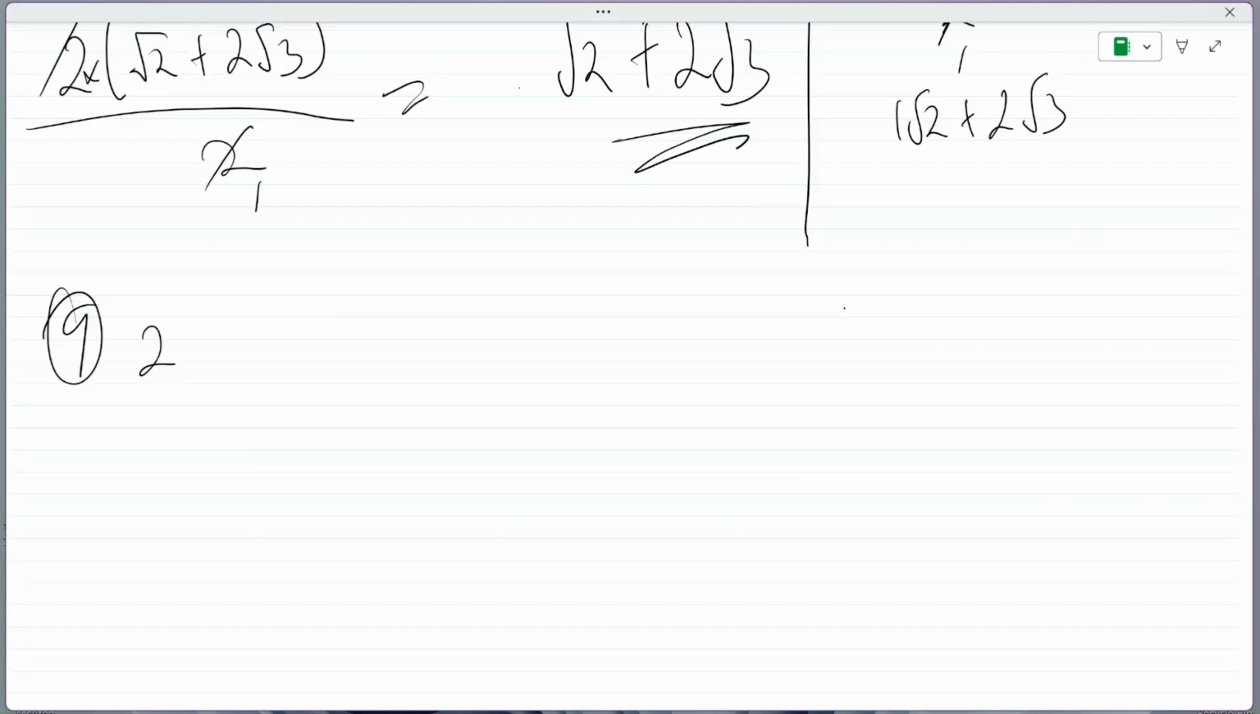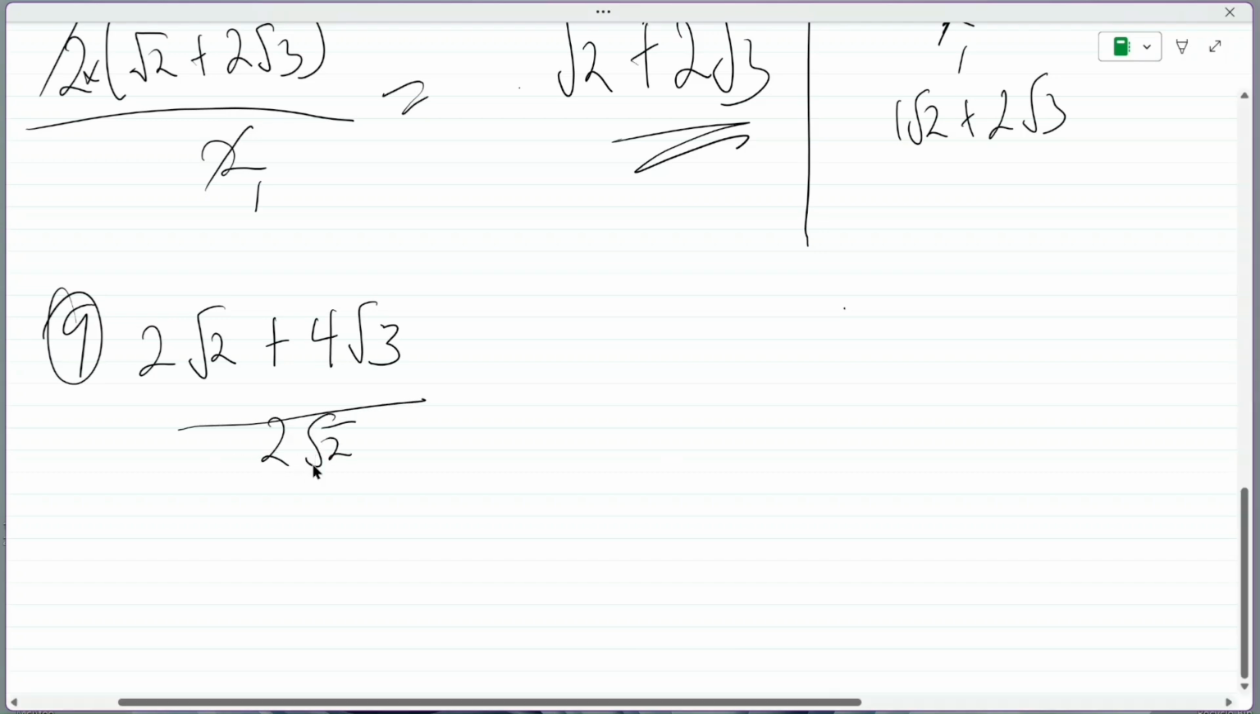Question 9, you have 2 root 2 plus 4 root 3 over 2 root 2. You can't just cancel out, or you can do the shortcut method where the 2 will have to go in both this 2 and this 4. Or you factorize. You have both 2 in 2 and in 4. So you take out 2.